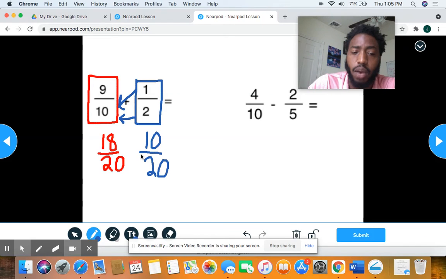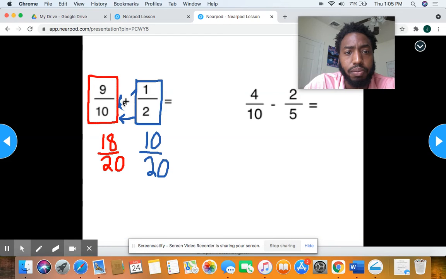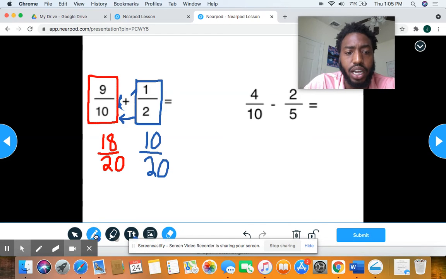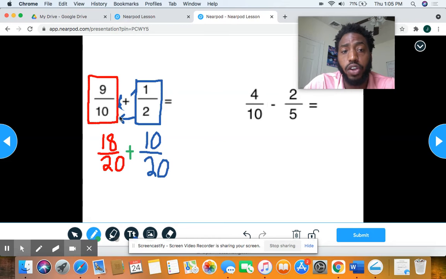Now, the second thing I want to check for is that symbol, because I drew over the symbol. It might be difficult for you to see, but this is an addition sign. So we have to make sure that we carry or drop down that same symbol. And that will come into play a little bit when we go over here to subtraction.